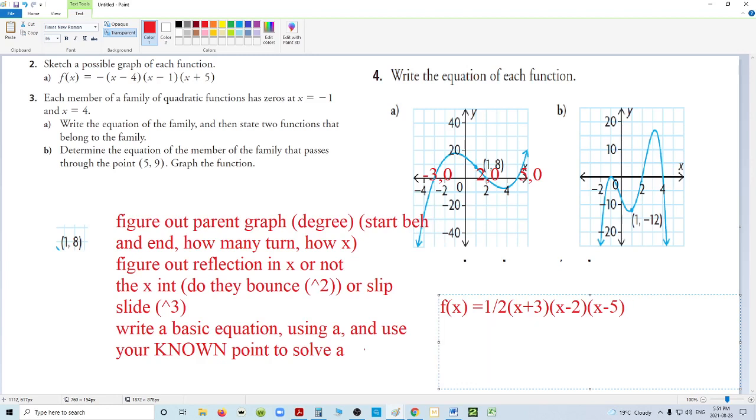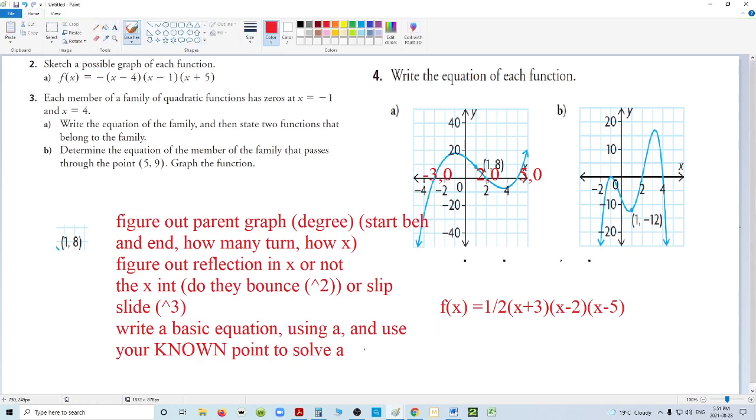Sometimes they won't necessarily give you the clear point, and you've got to zoom out on the graph and find a clear point. For instance, this point over here looks somewhat clear as well.